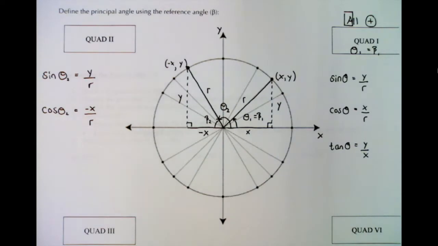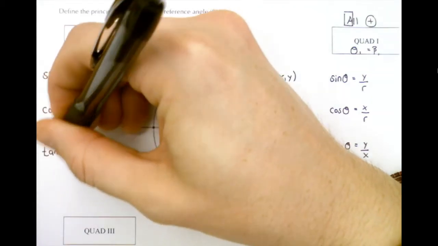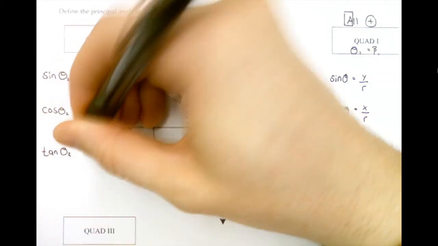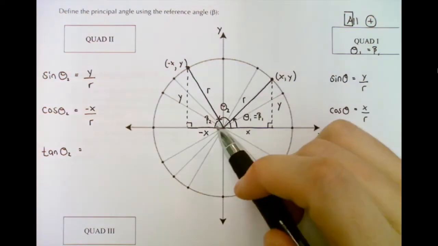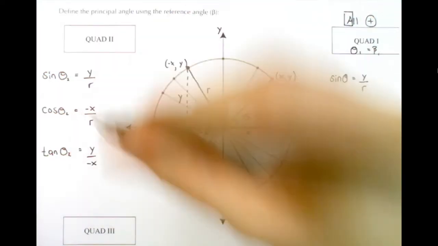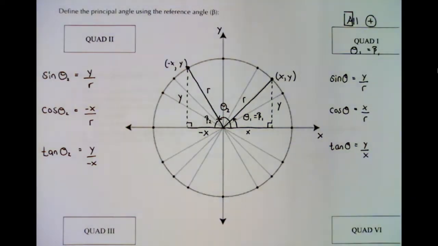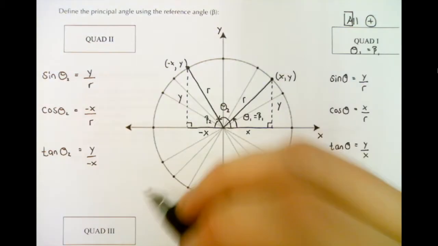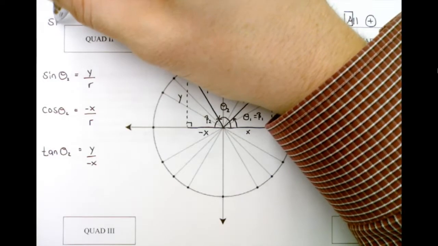And I get negative over a positive, which creates a negative ratio. If I do tan, I get opposite over adjacent, and that creates another negative ratio. In the second quadrant, the only ratio that's positive is sine.